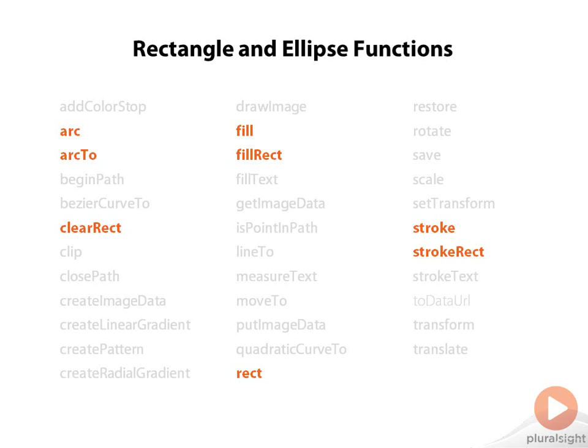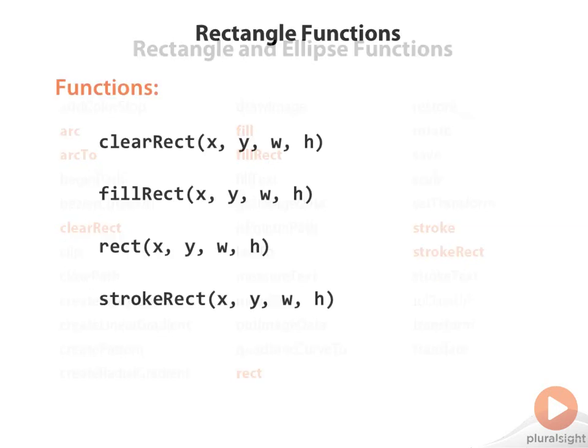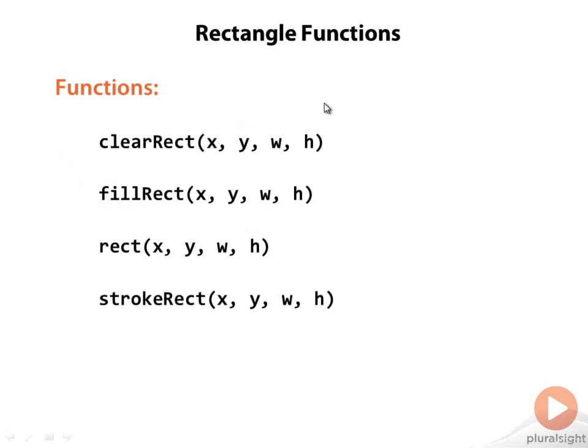So let's take a closer look at some of these functions and what the parameters are that you can pass into these. So here's a quick look at the rectangle functions, and you can see that they all are pretty simple because they take XY coordinates of where to start the upper left corner of the rectangle, the width of the rectangle, and the height of the rectangle. So they all take these same exact parameters, so it's very, very simple to get started with.